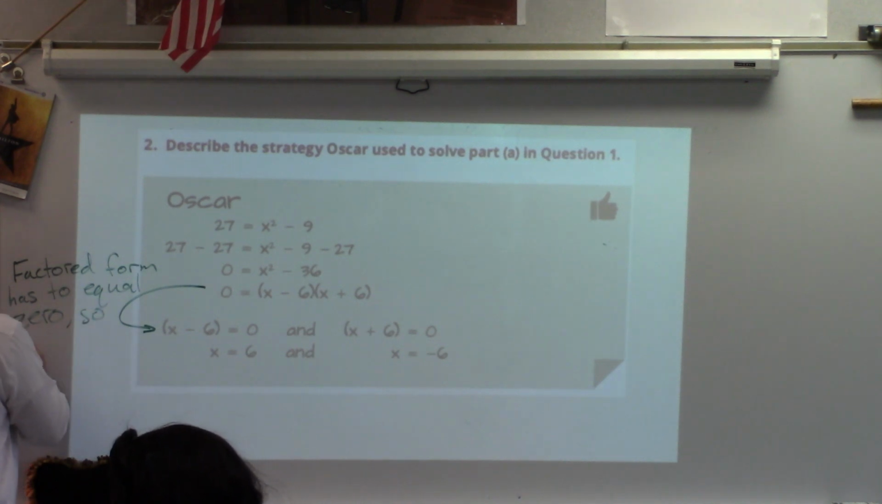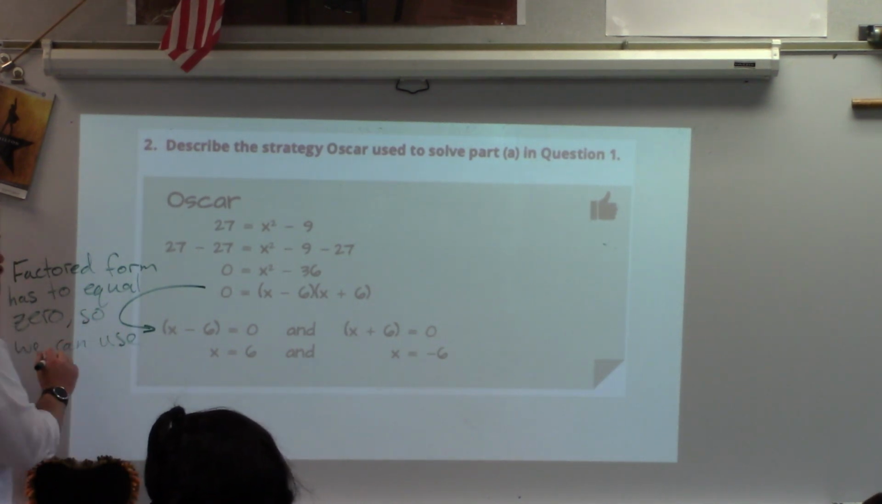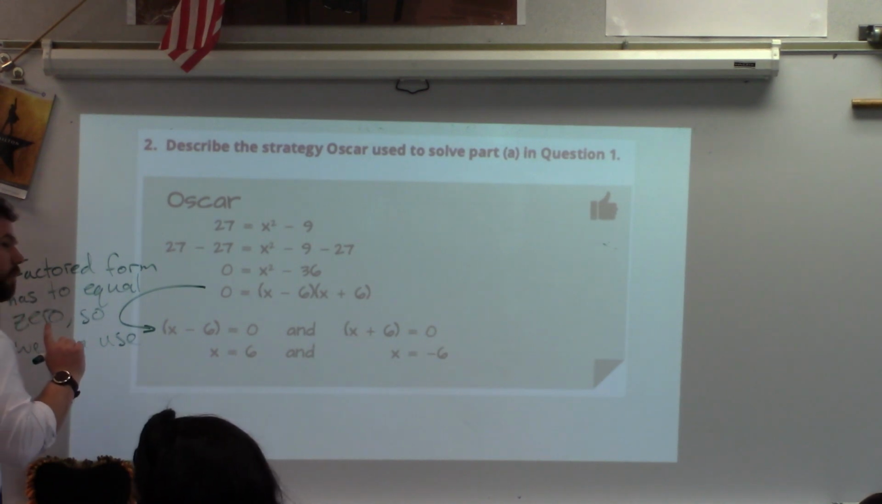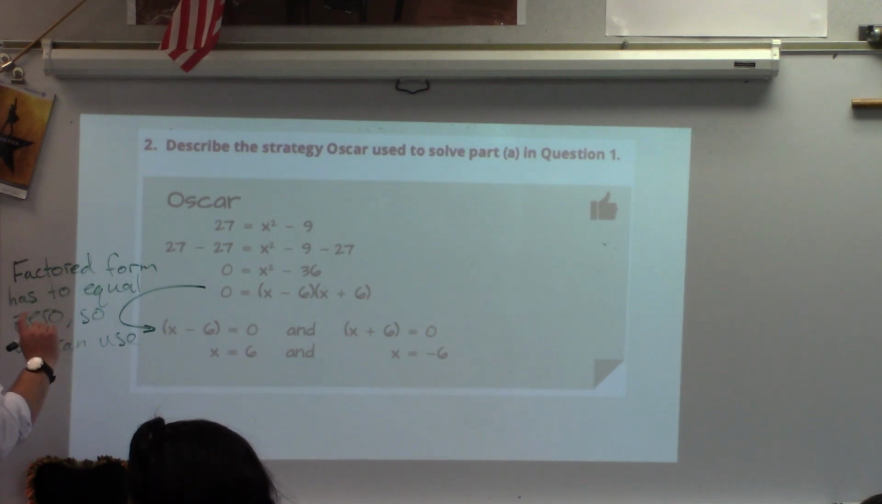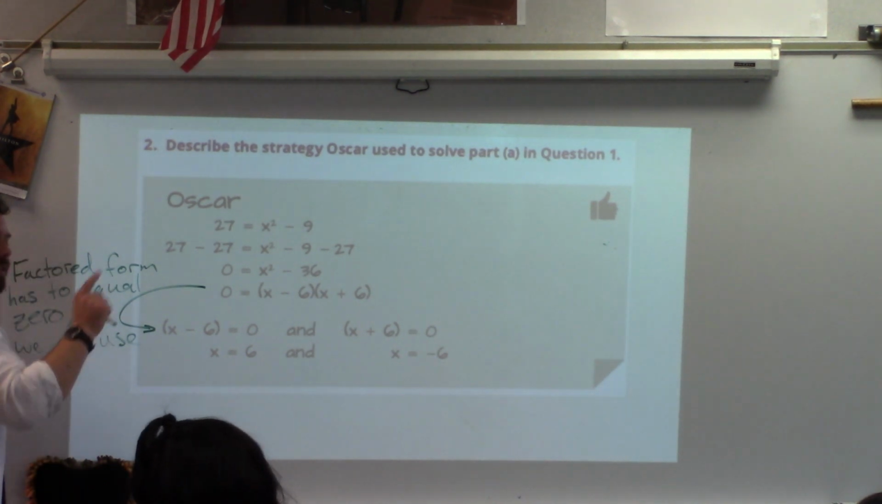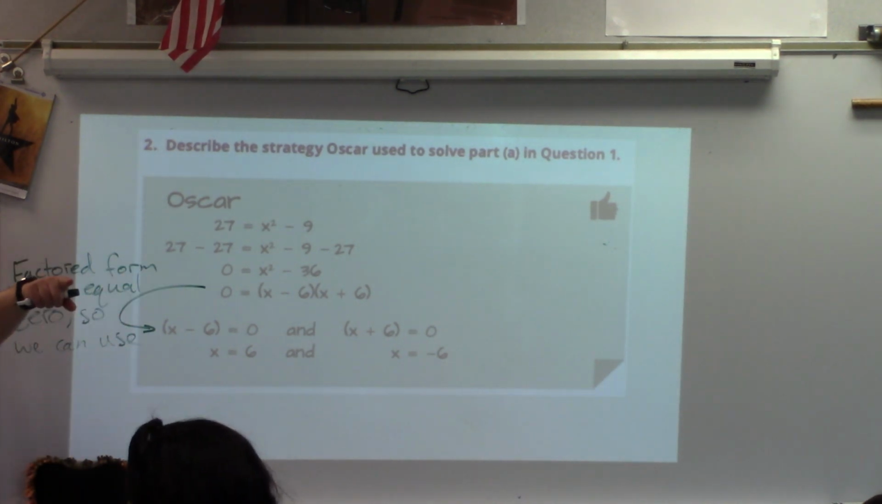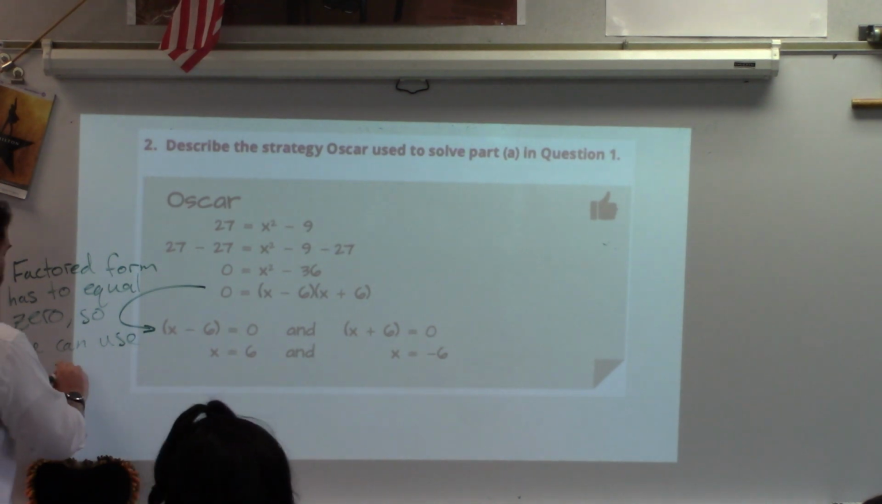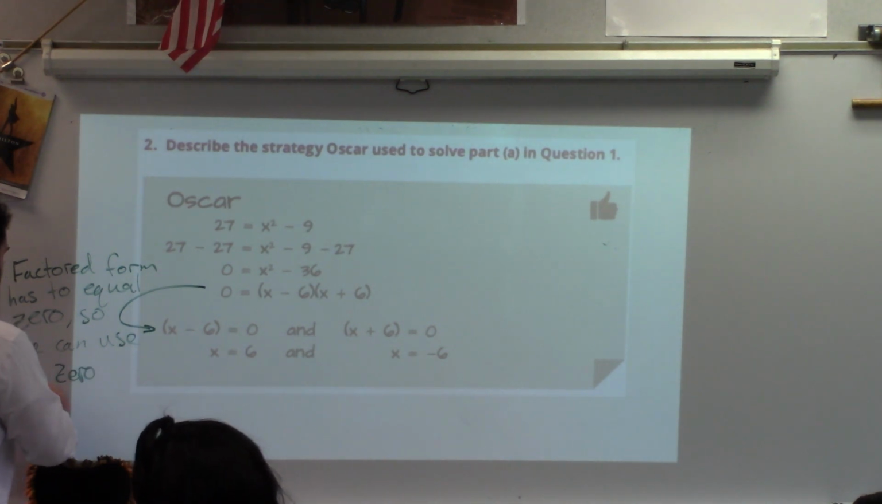So, we can use what? Xavier, do you know what property we're using? David, what property are we using? Zero product property. Mackenzie? Zero product property. Keyshawn? Zero product property. Alright, so we can use the zero product property.